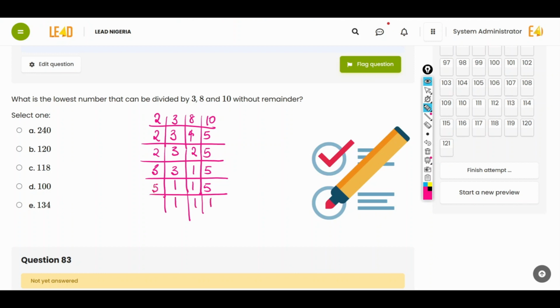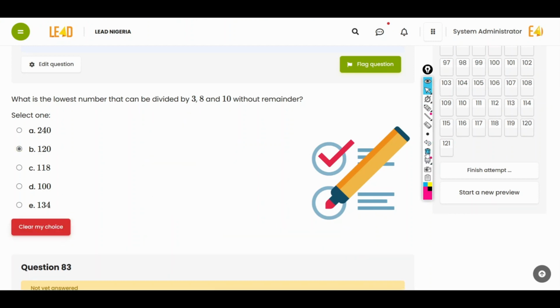So the lowest number that can be divided by all of them is just my LCM, which is 2 times 2 times 2 times 3 times 5. 2 times 2 times 2 is 8. Okay, so 8 times 3 is 24. 24 times 5 is 120. 120. That's option B.